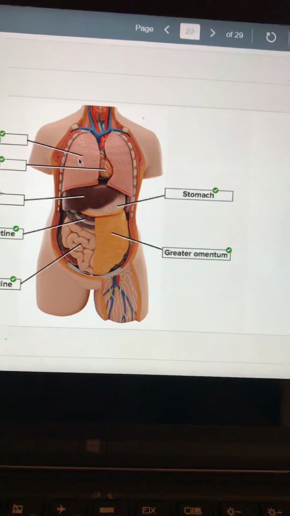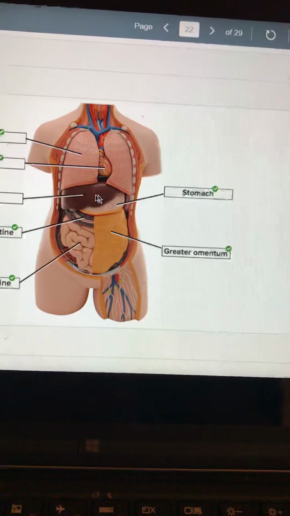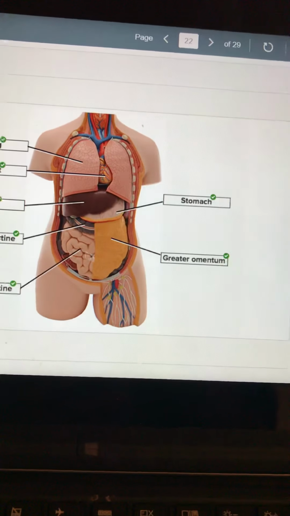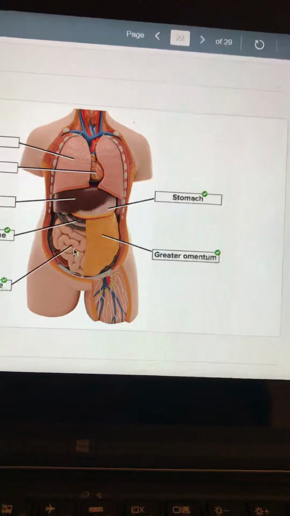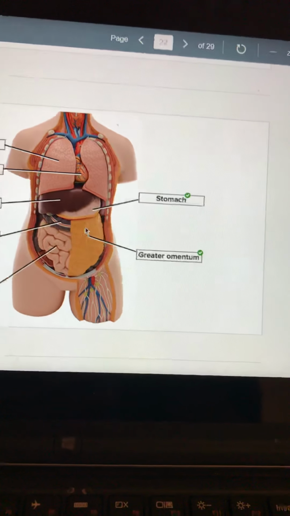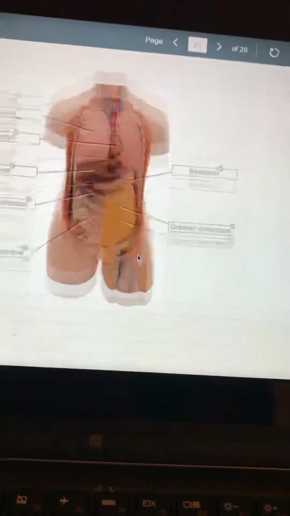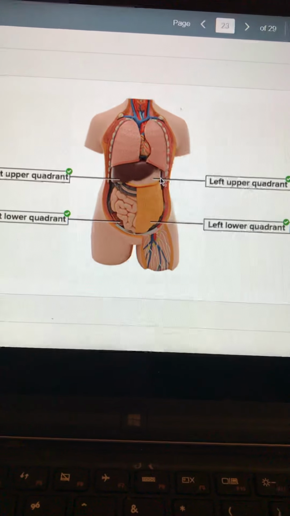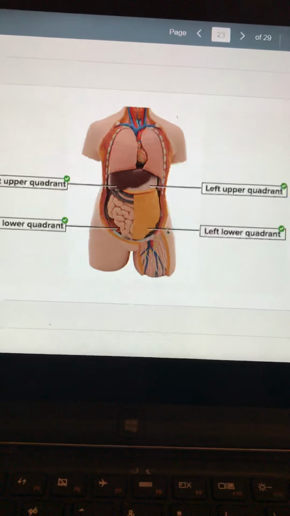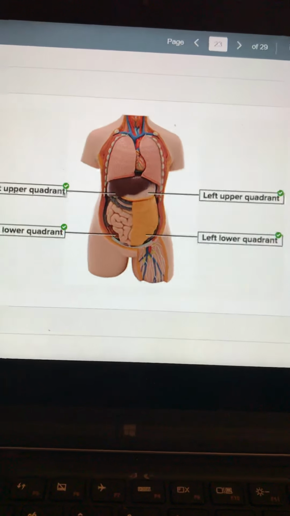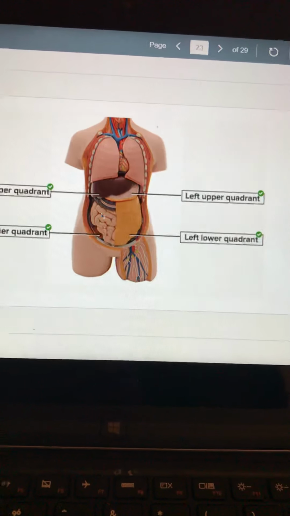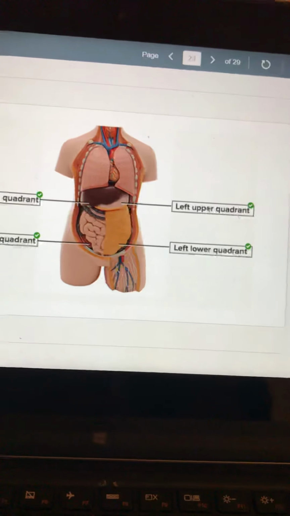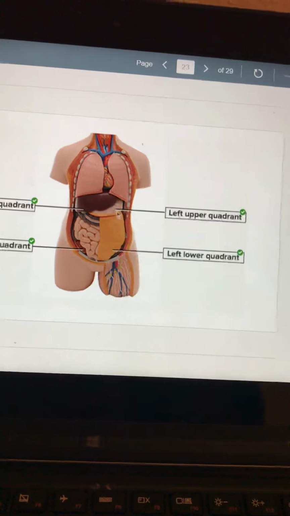Here's the lungs, the heart, the liver, the stomach right under the liver, the large intestine, which is wrapped around on top of the small intestine. Right above it would be the greater omentum. Right here is the left upper quadrant, left lower quadrant, right upper quadrant, right lower quadrant. The right upper quadrant right here, right next to the liver. Left upper quadrant, right in the stomach.